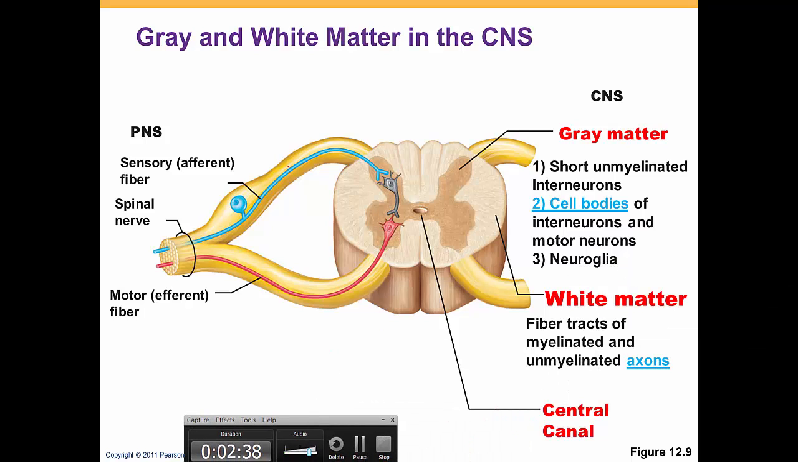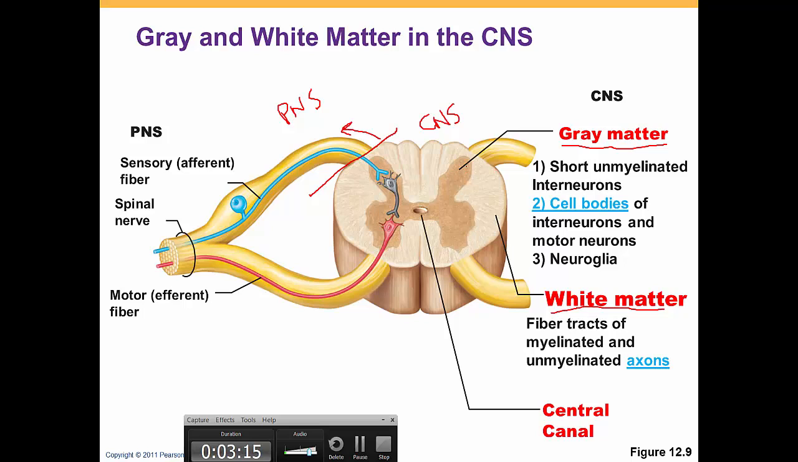Next, we have a diagram that shows us the junction between the central nervous system and the peripheral nervous system. So basically, this is my spinal cord. It ends here. So this part will be my central nervous system, CNS. Starting from this point onwards will be my peripheral nervous system. The central nervous system has two different colors or two different matters. We have the gray matter and we have the white matter.